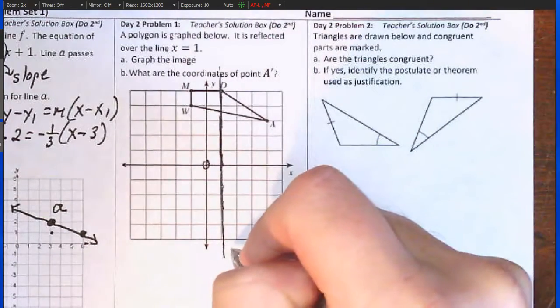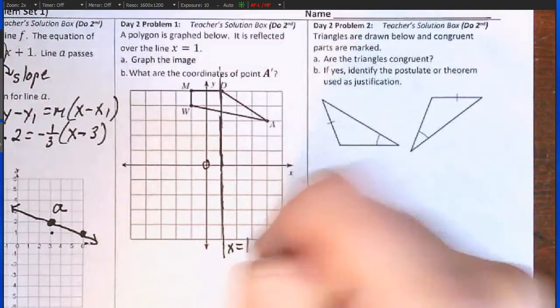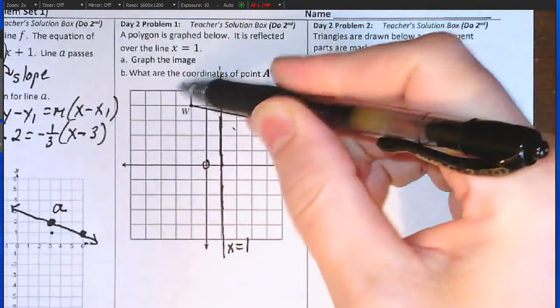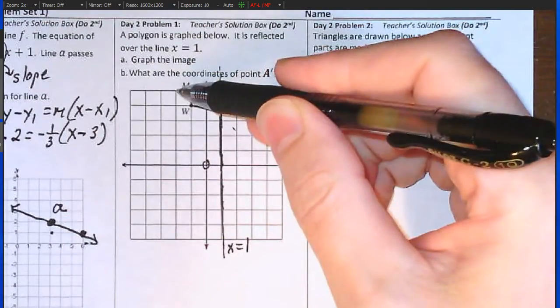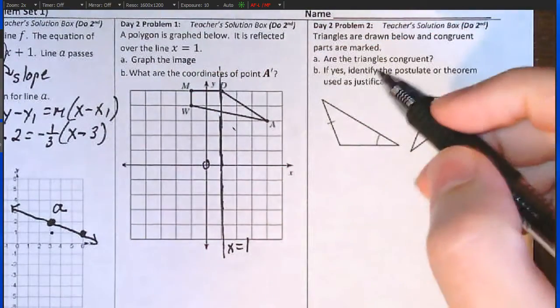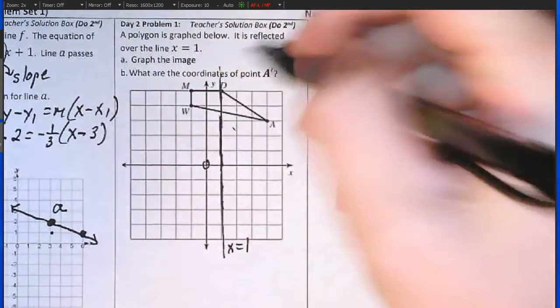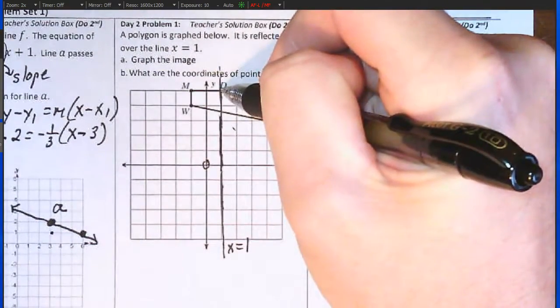Things which are to the left of this line will flip over and land to the right of the line. And things which are on the right side of that line, when we reflect, will flip over and land on the left side of that reflection line. So let's reflect this four-sided shape by moving each corner of the shape. First, let's start with D.